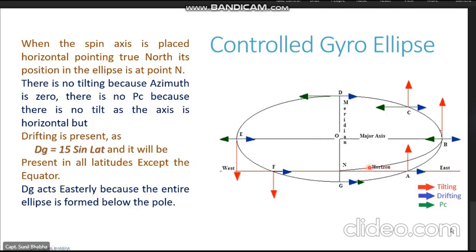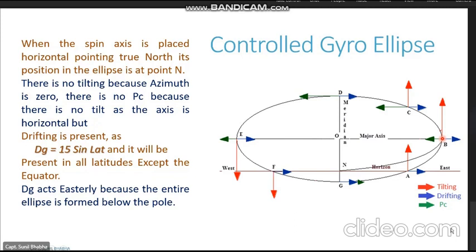Now as it moves upwards, it is generating some tilt also. As the tilt is generated, control precession will also get generated. And since we have an upward tilt, the control precession will be westerly. This westerly control precession is becoming stronger and stronger as the spin axis tilt is increasing. And as the spin axis reaches point B, the control precession has become so strong that it has become equal and opposite to the drifting vector.